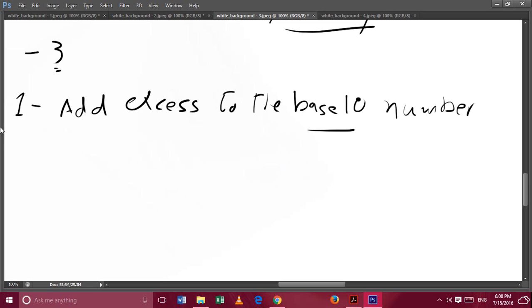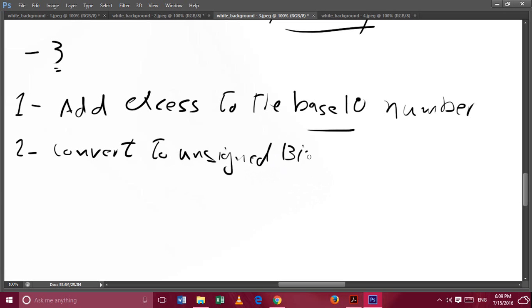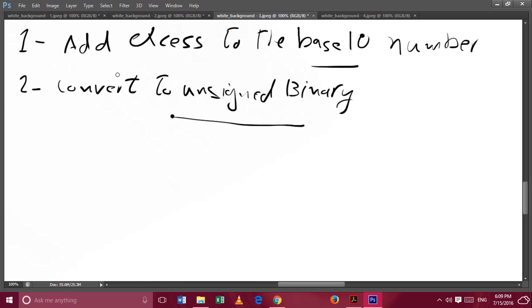Number 2, convert to unsigned binary. Now, don't worry, and it's important that you know that you're converting to unsigned binary. Don't worry, I'm going to give you an example that's going to make this super easy. So the rule here to convert from decimal to excess notation is to add the excess to the base 10 number and then convert to unsigned binary notation.